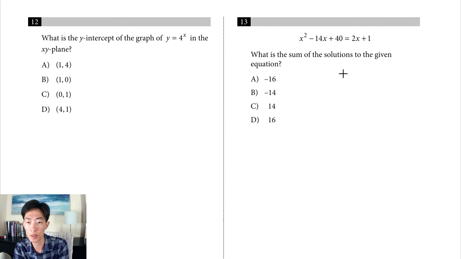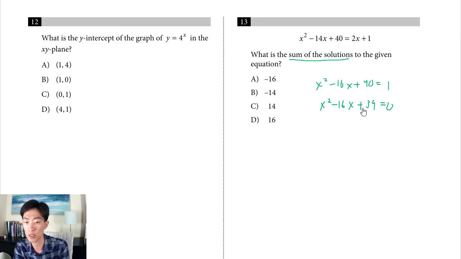Question 13, what is the sum of the solutions to the given equations? So what do they mean by sum? Well, I've got an x squared, an x term, and a constant. So that looks like a quadratic, except it's kind of in an annoying form. So let's subtract 2x from both sides. We get x squared minus 16x plus 40 equals 1. Then I'll subtract 1 from both sides. X squared minus 16x plus 39 equals 0.